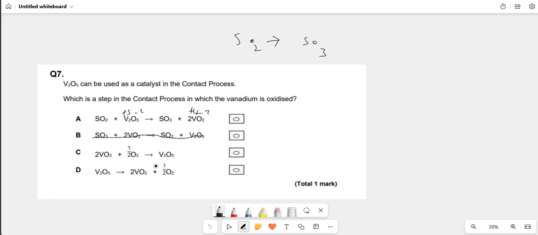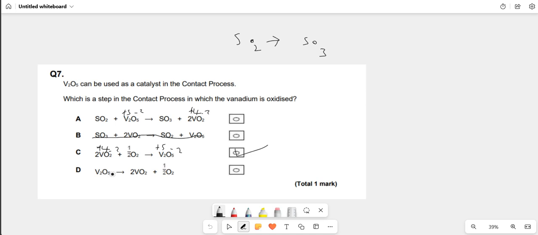C goes from VO2, so that's negative 2, negative 2 times 2 is negative 4, so V has to be plus 4 to balance that. Then oxygen is just the element, and then V2O5. As we saw earlier, V2O5 has negative 2 for oxygen and plus 5 for vanadium, which means this one got oxidized. It went from plus 4 to plus 5. So vanadium got oxidized, an increase in oxidation number.